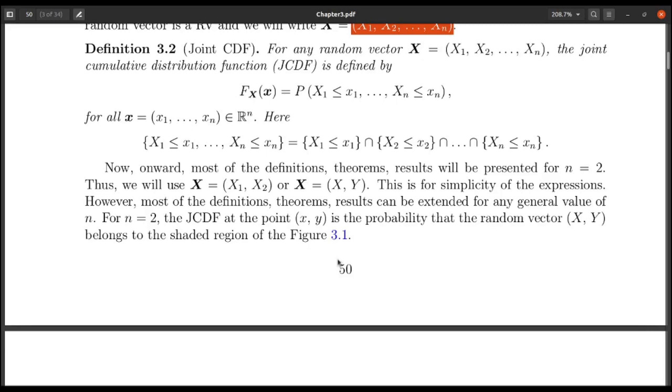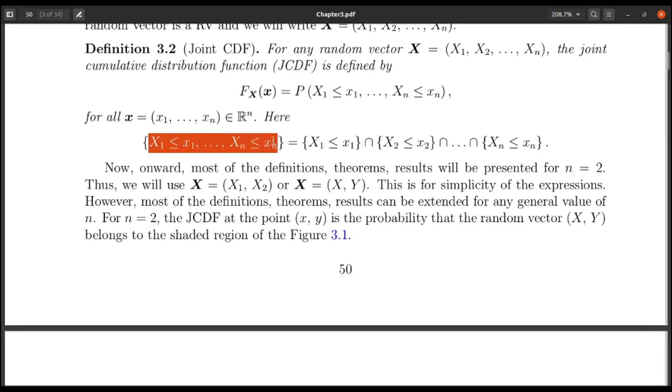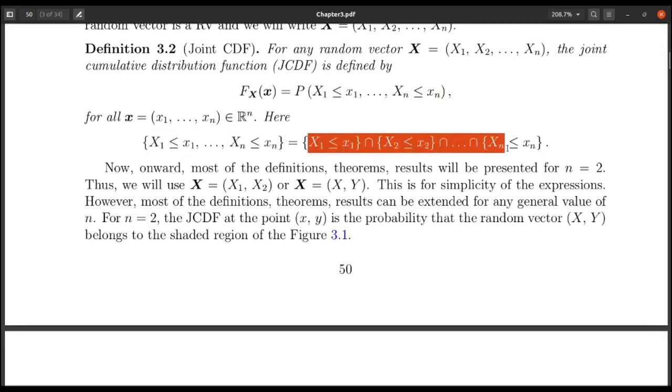How? It is as follows: the function capital F_X from R to the power n to R is the joint CDF of the random vector capital X, where the function at the point x is given by the probability that X1 is less than or equal to x1, X2 is less than or equal to x2, and so on, lastly Xn is less than or equal to xn. Note that the commas basically mean the intersection of each individual event.